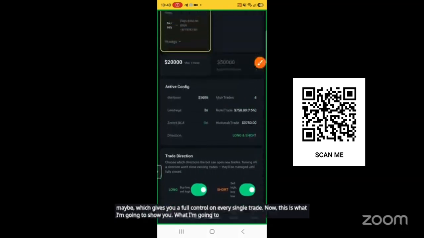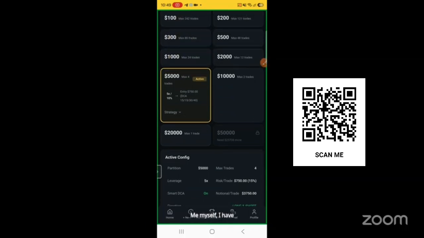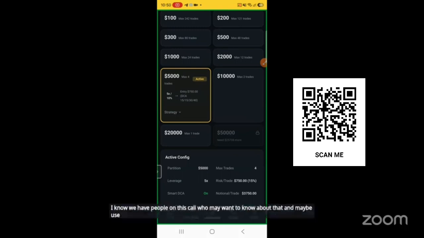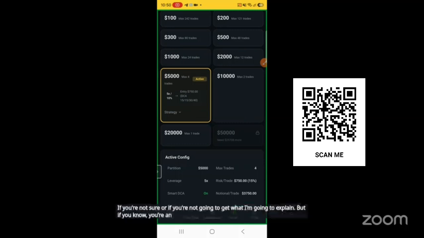What I'm going to show you, I don't use it. I want to be very honest with you. What I'm going to show you next, I myself have never used it. I want that to be very clear. But I know we have people on this call who may want to know about it and maybe use it. That's why I'm going to show you. But I recommend you don't go there if you're not sure you'll understand what I'm going to explain. If you're an experienced trader and want to customize further, please go there and customize as I show you. Now, very important.